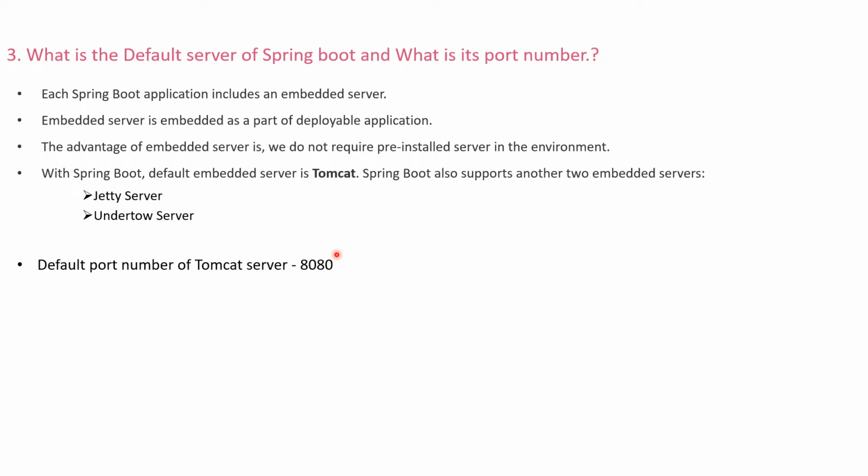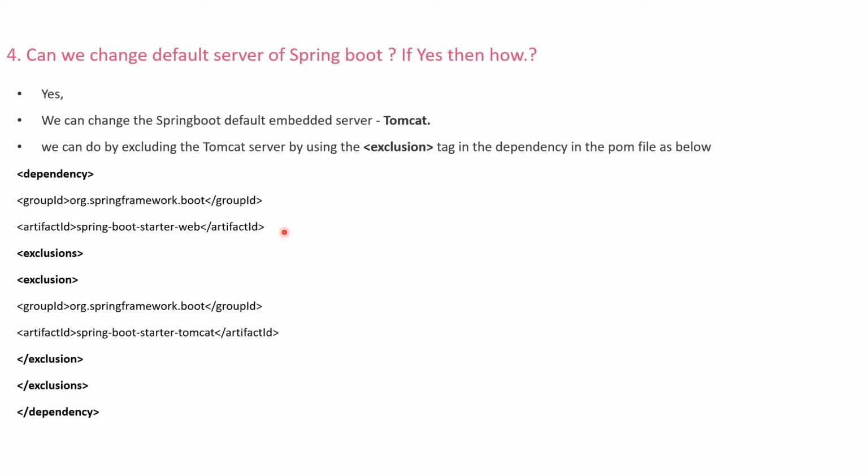So the basic answer for the Spring Boot embedded server is Tomcat. Two other embedded servers it provides are the Jetty server and the Undertow server. And the default port number of the Tomcat server is 8080. Going to the next question: can we change the default server of Spring Boot? If yes, then how? In the last question we saw Spring Boot provides the default server Tomcat and default port 8080. So can we change that?